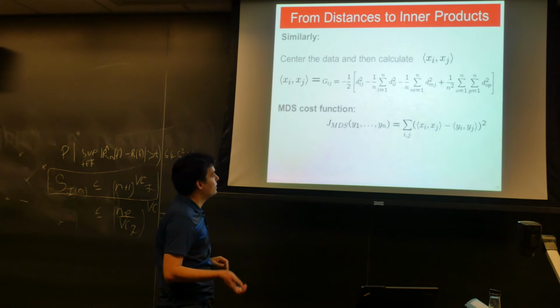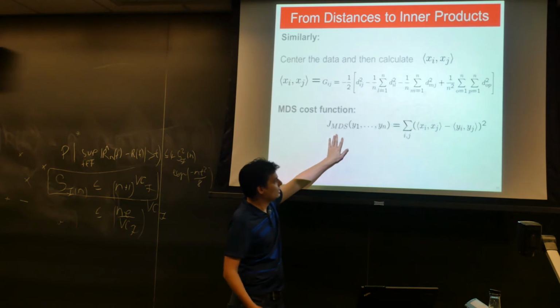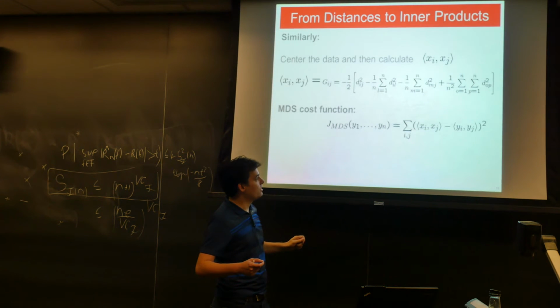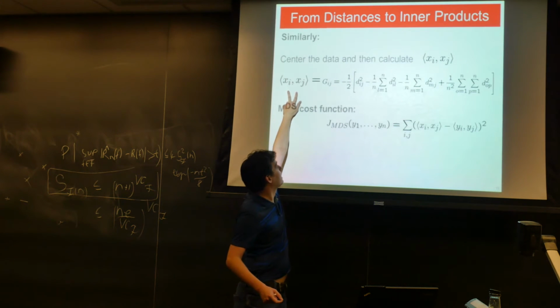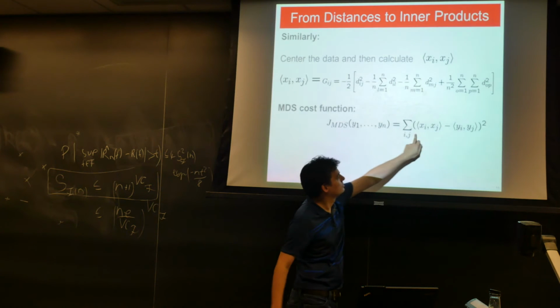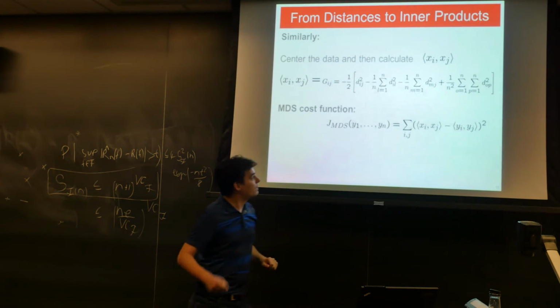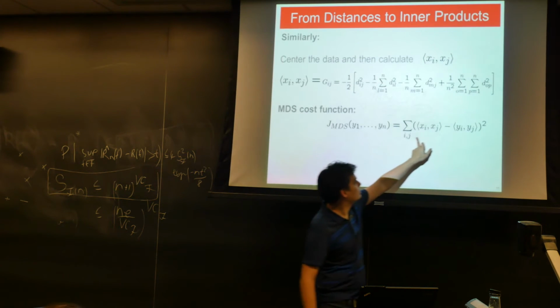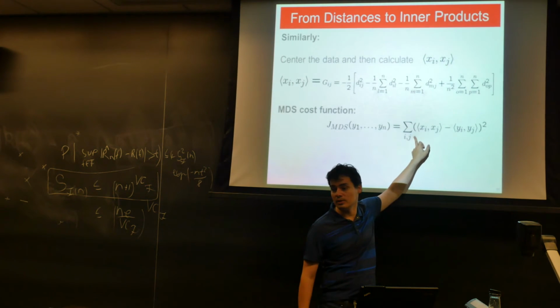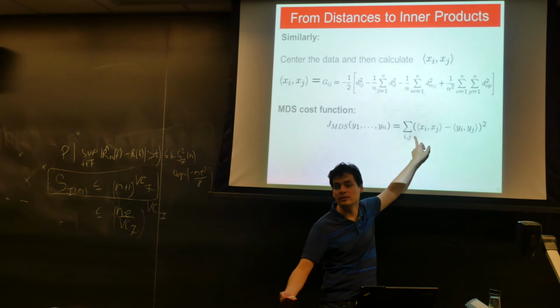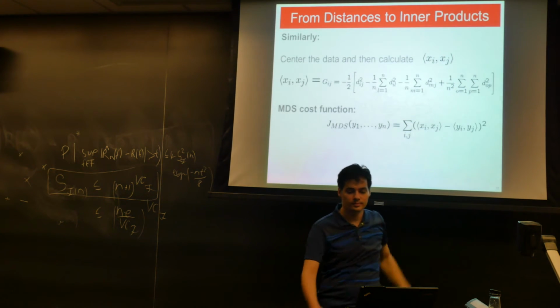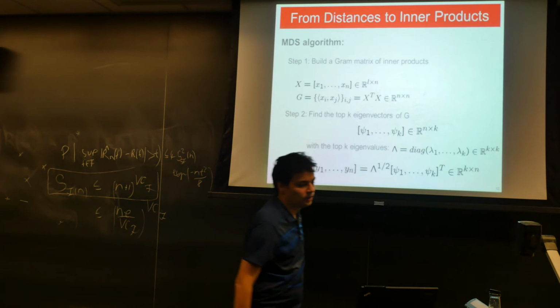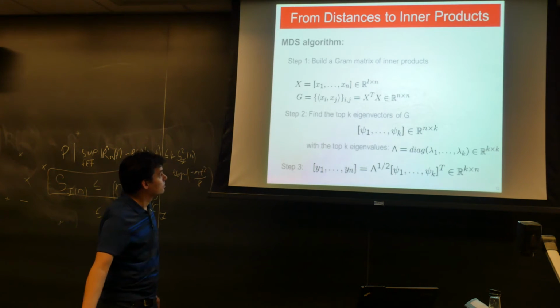And what we are going to do in multidimensional scaling, you have the distances between any two points, xi and xj. You calculate the inner product between xi and xj using these distances. And you want to find y1, y2, yn points in a low-dimensional space such that you keep all these inner products. So that's one version of multidimensional scaling, but there are lots of other versions. And here is an algorithm that can do this.